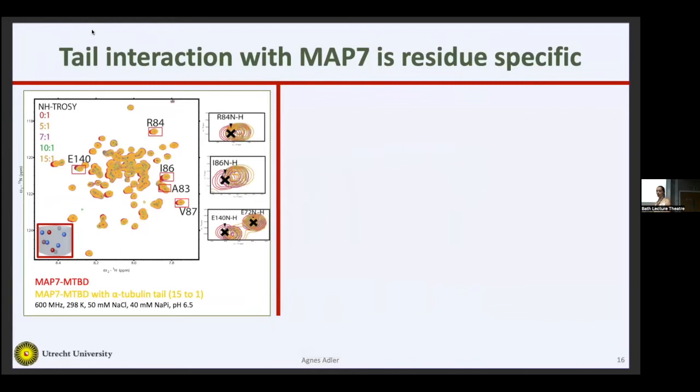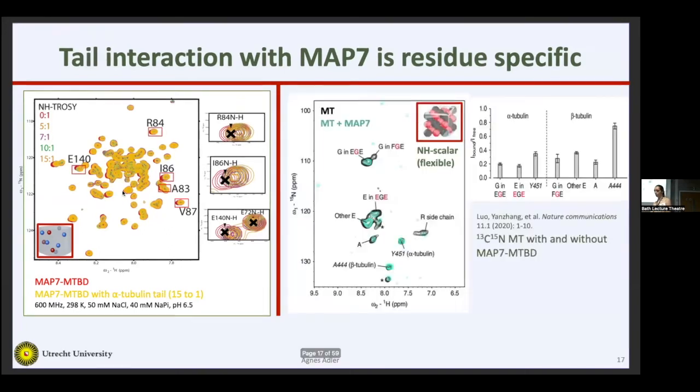Furthermore, we studied the tail interaction with MAP7. So we made a peptide of the C-terminal tail that is, as I said in the beginning, dynamic, and added it with a titration to our MAP7. This is solution state data, and we observed shifts in two regions around residue 85 and residue 140. Also, by doing solid state of labeled microtubules and adding unlabeled MAP7, we see a decrease in signal in both alpha and beta tubulin.